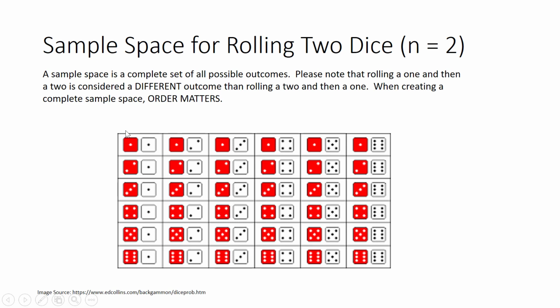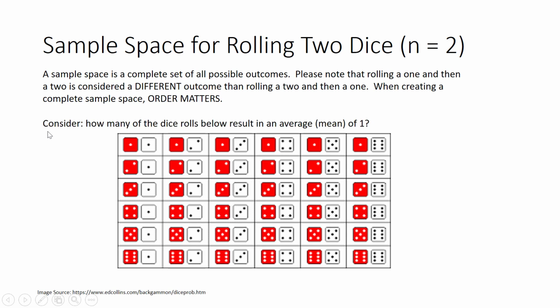So let's look at our sample space. Remember, a sample space is a complete set of all possible outcomes. Okay, also note that, for example, rolling a 1 and then a 2 is considered a different outcome from rolling a 2 and then a 1. So when we create our sample space, the order of our events matters.